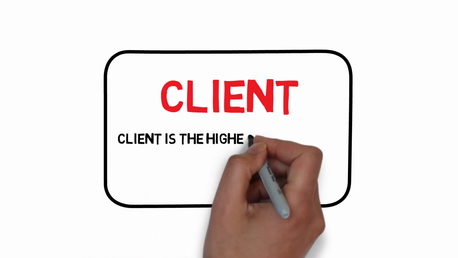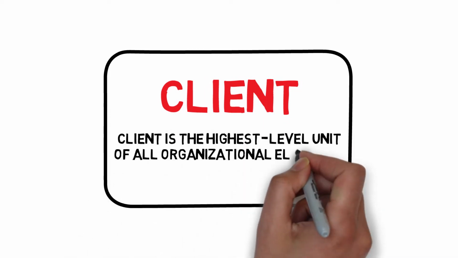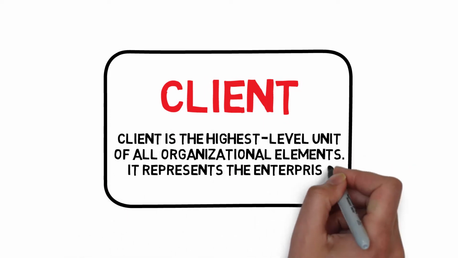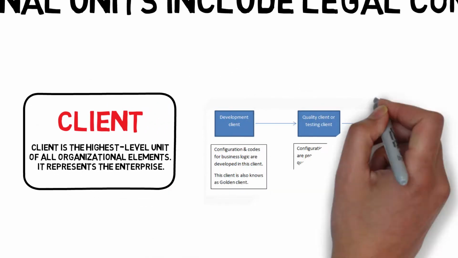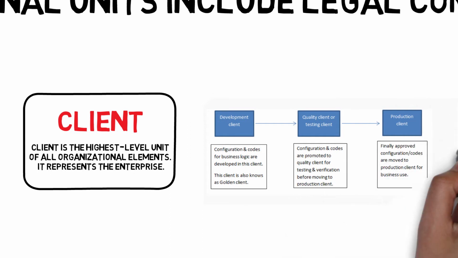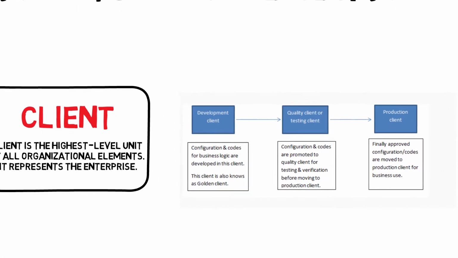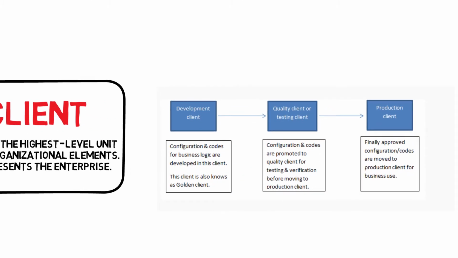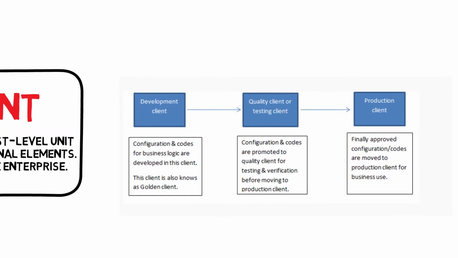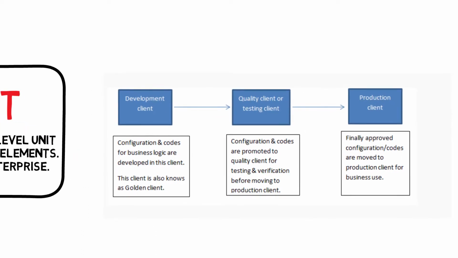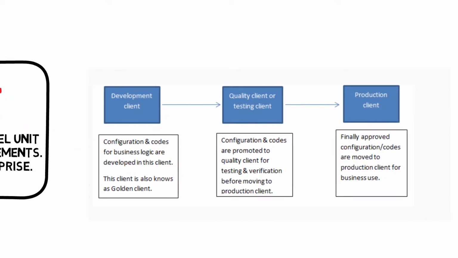Client. Client is the highest level unit of all organizational elements. It represents the enterprise or headquarters group. Generally, in SAP system practices, 3 different landscapes, clients are used. Landscape or clients is the arrangement for the servers, basically logically discrete or separate subsystems within the SAP system. These can be considered as logical subunits within the SAP system.